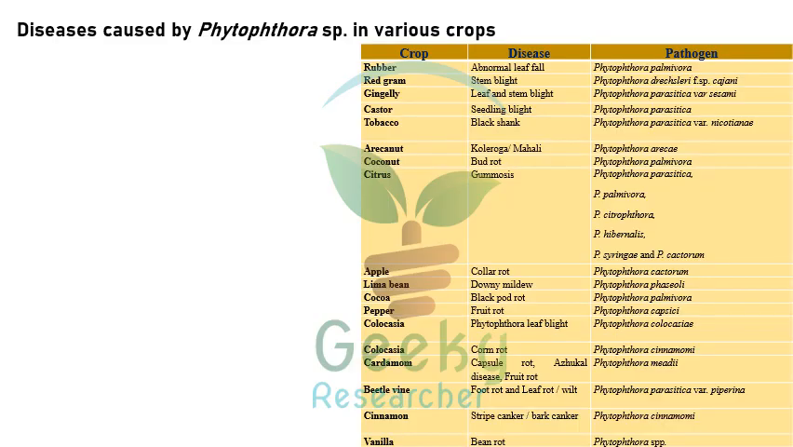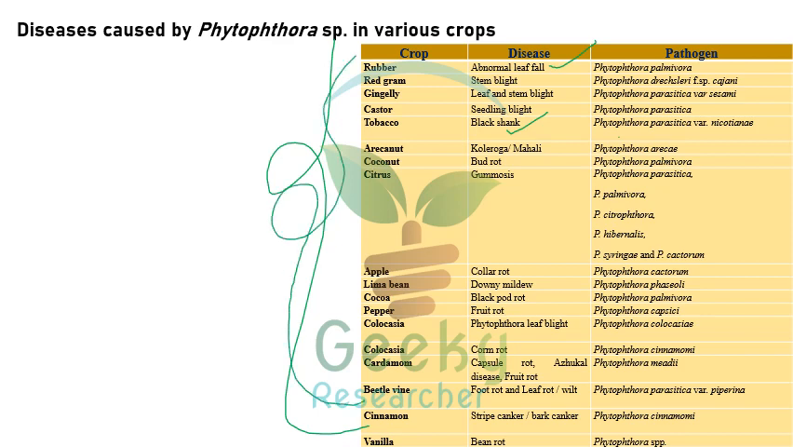The next one is diseases caused by Phytophthora, and I have mentioned so many, so I don't think it's necessary to study all those things. In rubber, abnormal leaf fall is caused by Phytophthora palmivora, and red gum, stem blight, castor seedling blight, tobacco black shank are caused by Phytophthora parasitica. These are all the different kinds of diseases in various crops caused by Phytophthora species. I think it's not necessary to study all of them because time is going. I hope it will be very easy if you go through it.